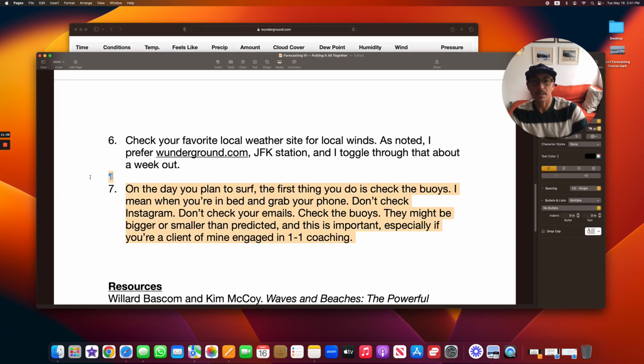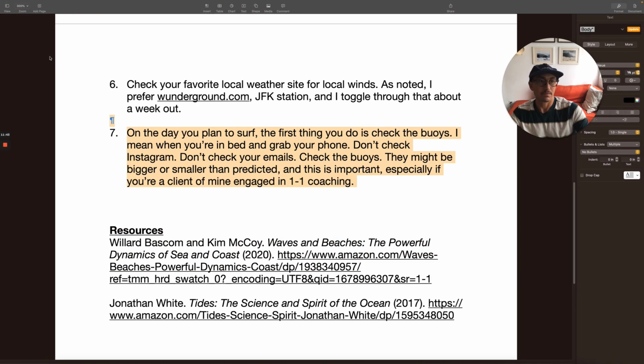Now, on the day you plan to surf, the first thing you do is check the buoys. I mean, when you're in bed, grab your phone. Don't check Instagram. Don't check your emails. Check the buoys. They might be bigger or smaller, and this is important, especially if you're one of my clients. But even if you're not, once you keep your little surfing journal and you're doing this process of checking your local winds, checking those blobs for swell movement, matching those up with buoys, you're going to get this fine-grained understanding of your local surf area, and you're going to be able to predict waves way better.